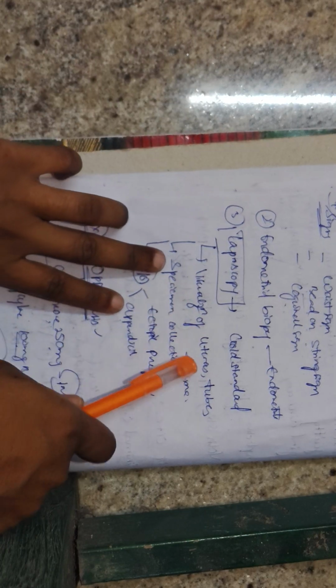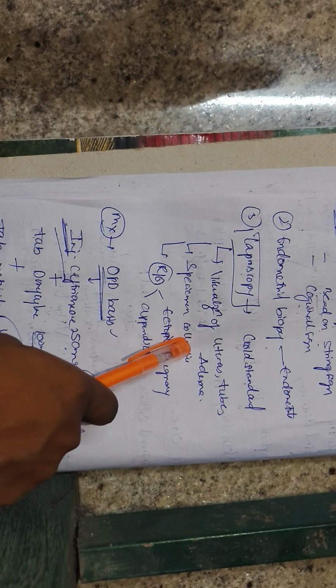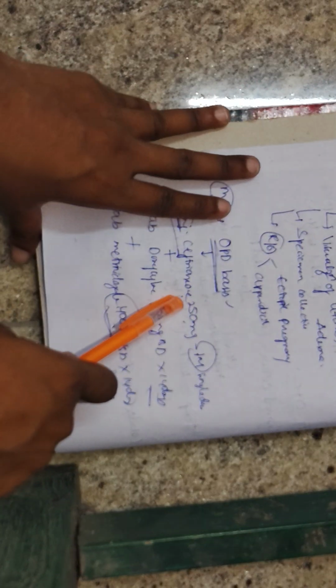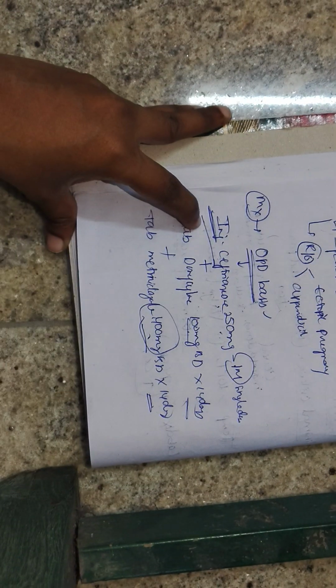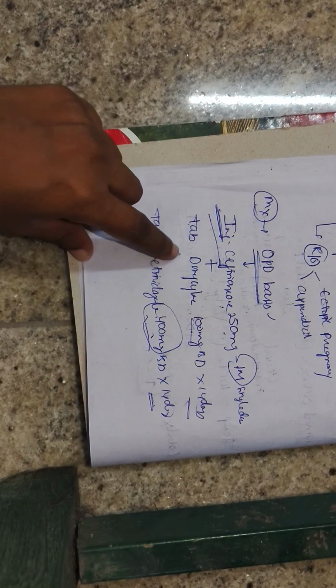visualization of uterus, tubes, adnexa we can see, and specimen collection can also be done. Laparoscopy is helpful to rule out appendicitis and ectopic pregnancy. So we can directly go for the management on an OPD basis. We can discuss the injection. What is that? Directly we can give injection ceftriaxone. How much? 250 mg as a single dose.